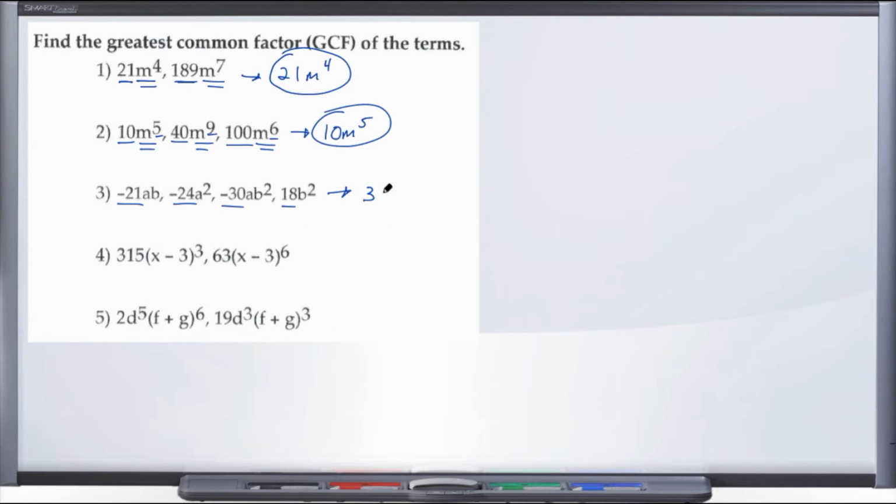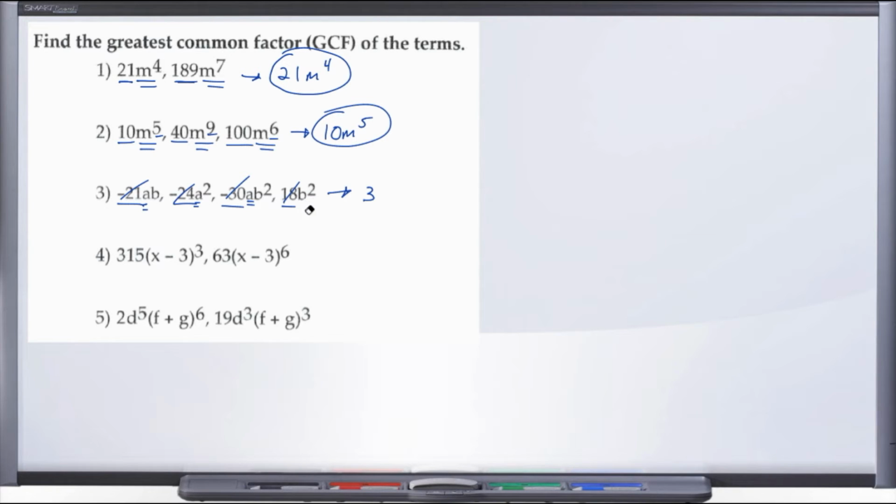Alright, so we've dealt with our numbers. Even if you want to cross those out, just to help you focus on just the variable portion, that's perfectly okay. So let's see. Let's just deal with the a. Let's see if a is common in everything.